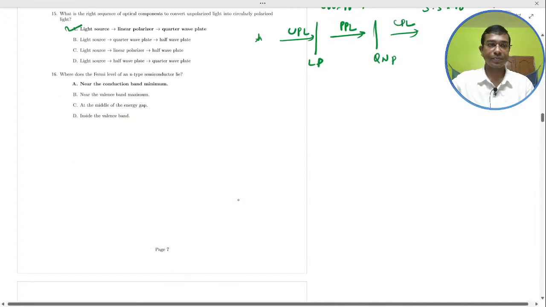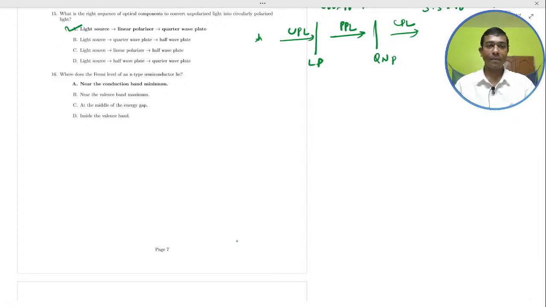Next question. Where does the Fermi level of an N-type semiconductor lie? Theoretical conceptual question, just near the conduction band minima. Near the conduction band minima, the Fermi level of an N-type semiconductor lies. This is from the semiconductor physics. Next, question number 17.